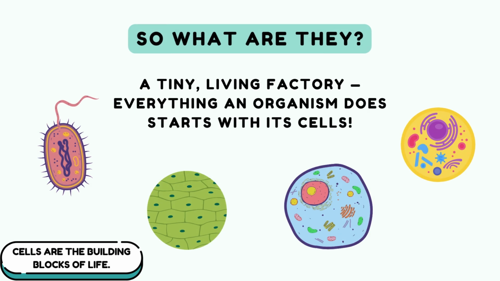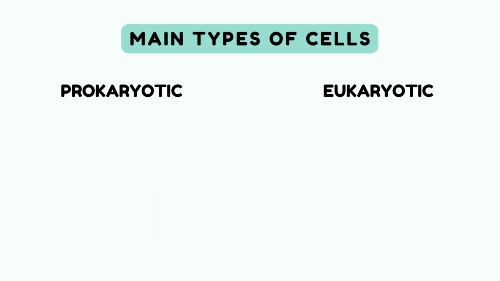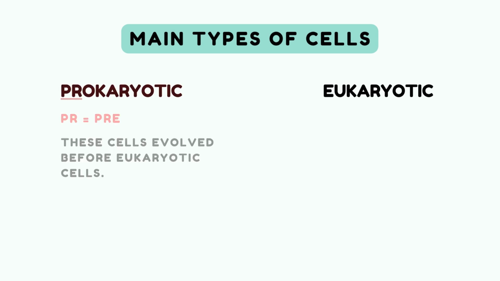So, the main question is, what are they? You can think of them as tiny living factories. Everything an organism does starts with its cells. So you need your cells in order to survive. Now, there are two types of cells, prokaryotic and eukaryotic. Let's look at prokaryotic cells first.